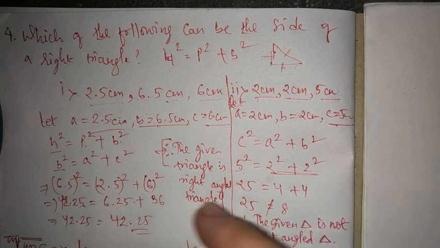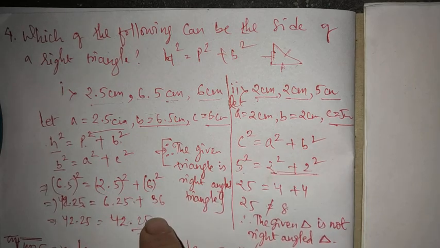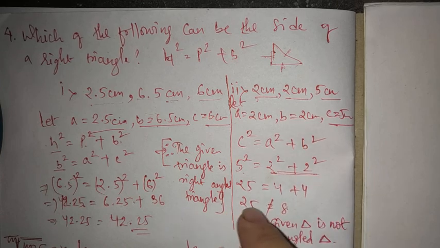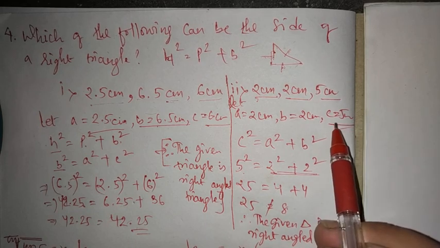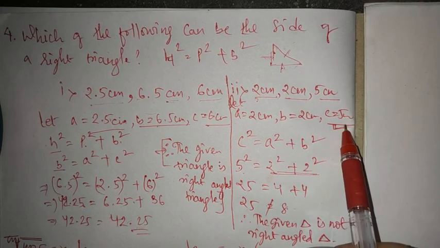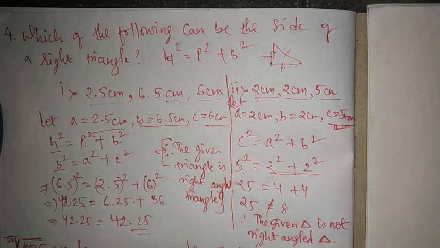In the first part you got that the given triangle was a right angle triangle, but in this one the given triangle is not a right angle triangle, because both sides are not equal. Here we have taken the highest side as the hypotenuse, so C is the highest, that is 5 centimeter. I hope you have understood this.